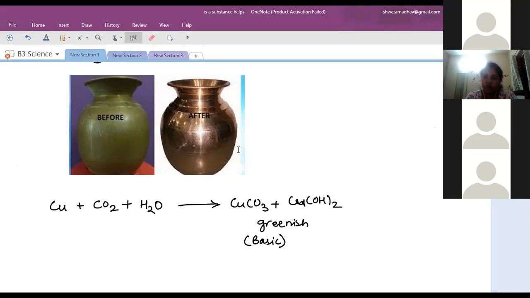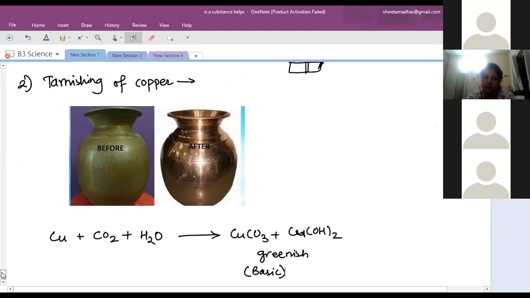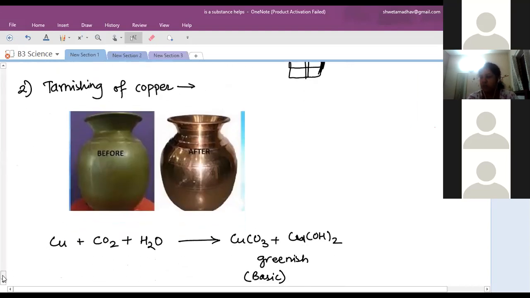So copper particles get corroded due to atmospheric carbon dioxide and moisture. They form a green coating, which is of copper carbonate and copper hydroxide. And these compounds are basic in nature. Therefore, this can be removed by rubbing with acids, mild acids. Clear? Is it clear? Yes, ma'am.